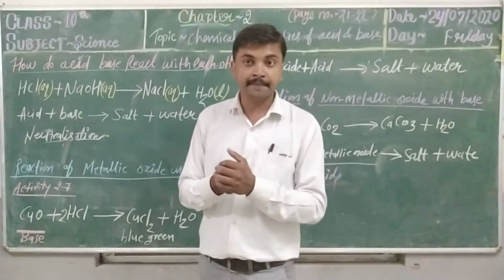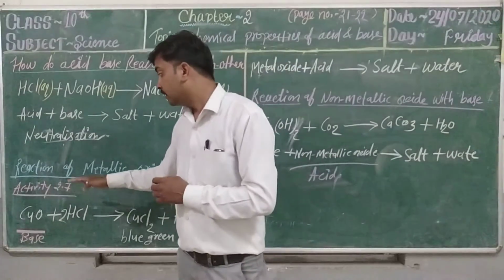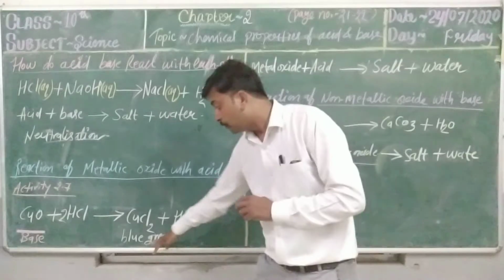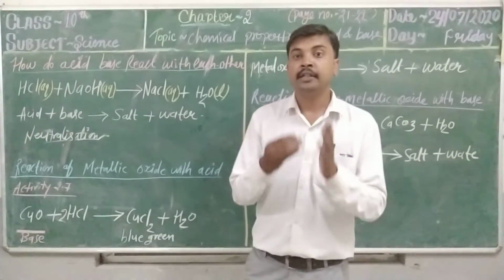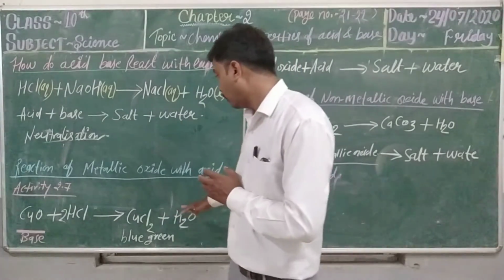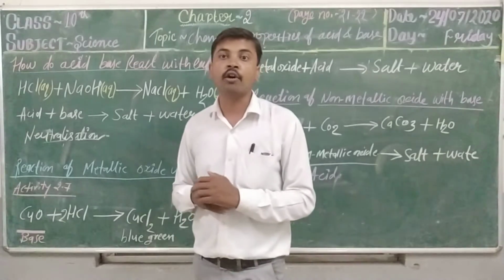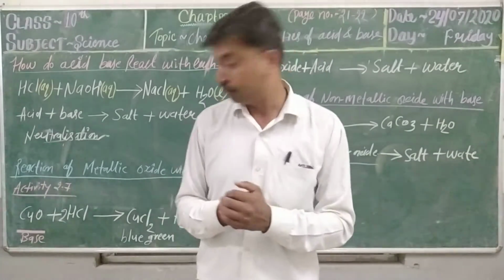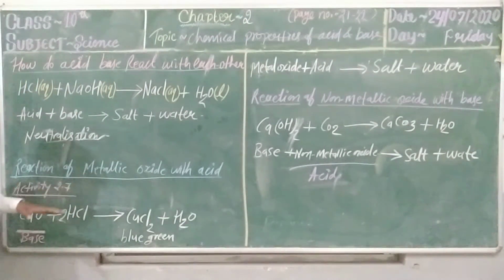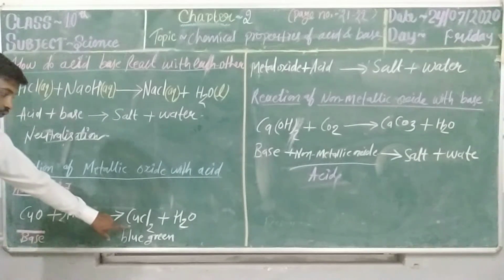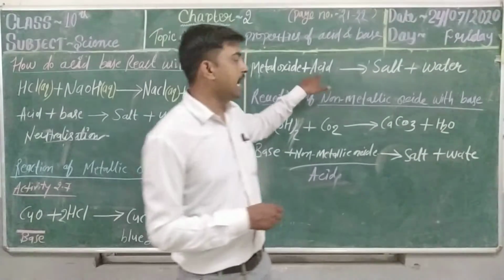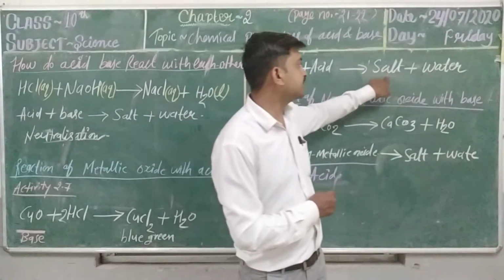And what do we see? We see that the color of copper oxide changes and it gives a blue-green color. Why? Because blue-green is the color of CuCl2. Okay, and water is also in the product of this reaction, salt plus water. After the reaction of metal oxide CuO and acid HCl, the product is salt plus water.